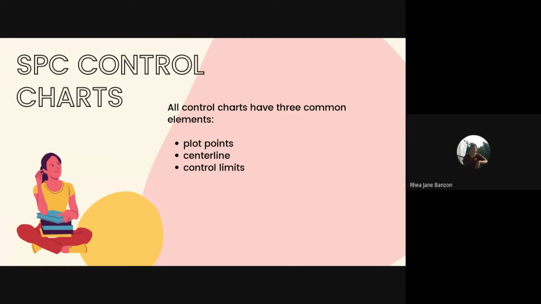Special control charts. All control charts have three common elements, which are the plot points, center line, and control limits. Plot points usually represent individual measurements, averages, standard deviations, or ranges. And the center line is usually but not always the average of the points plotted on the chart. And the control limits represent the amount of variability in the process.